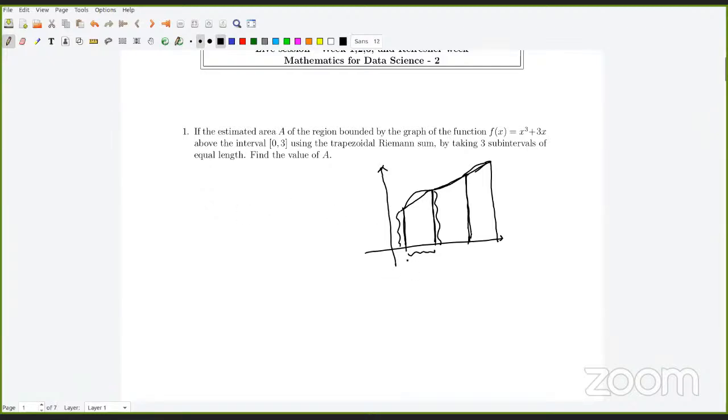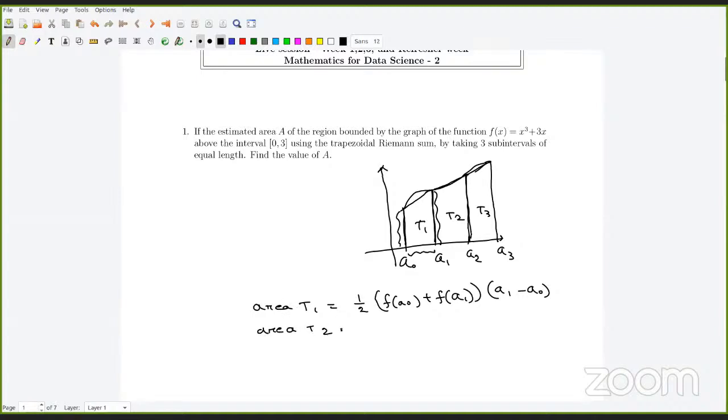Okay, so suppose this is my a0, a1, a2 and a3. What will be the area of the first trapezium? It is (A1 minus A0) into (f of A1 plus f of A0) by 2, that is, half into the sum of the parallel lines times the distance. So this is the area of the first trapezium, T1. Similarly, the area of T2 is half of (f of A1 plus f of A2) times (A2 minus A1), and so on. You can calculate all the trapeziums you are estimating by.